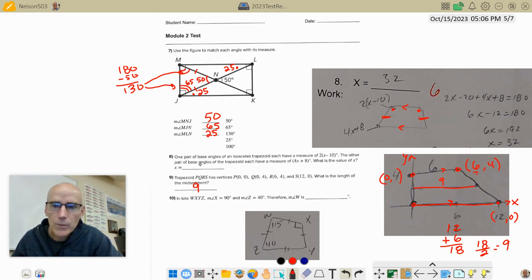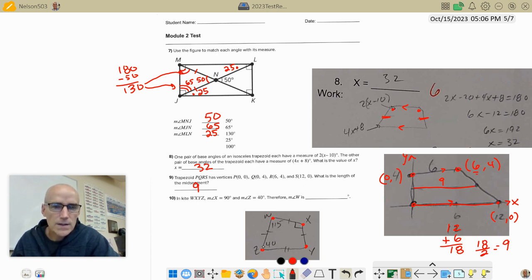goes here. Oh, we better put our answer up here. This was 32. And then this one was pretty tricky. It says kite WXYZ. So you make something that looks like a kite, and you just start at one of the vertices, W, X, Y, Z. You just go around the shape. And then it tells me that 90 and 40 are two of the angles.